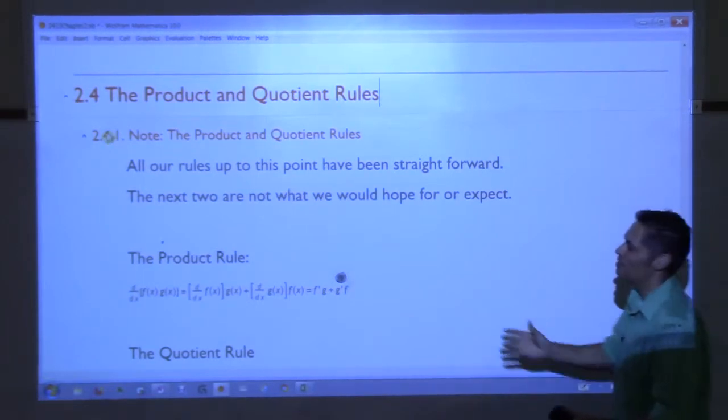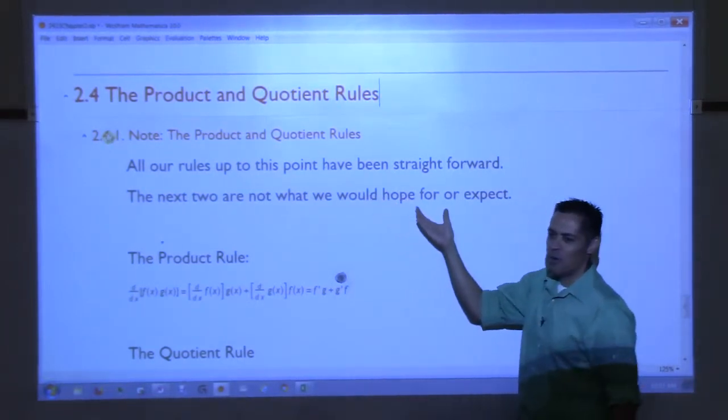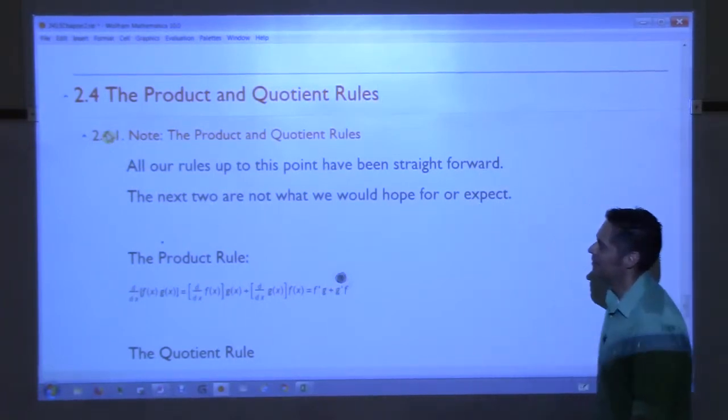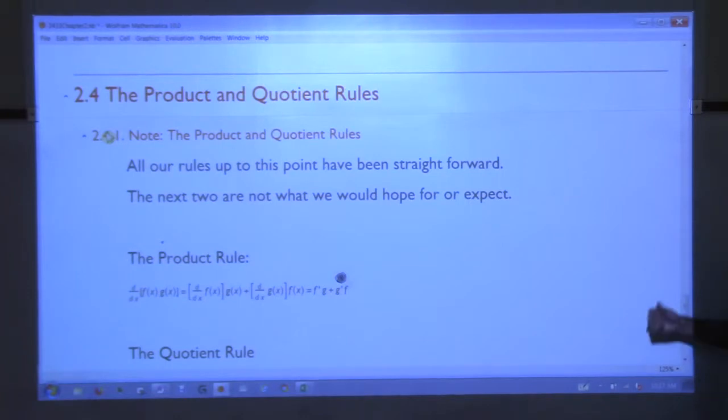Our rules up to this point have been straightforward. The next two are not. Okay, what did I say? The next two are not what we would hope for or expect.